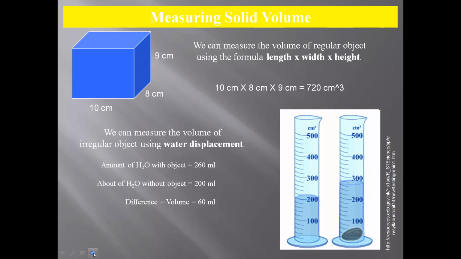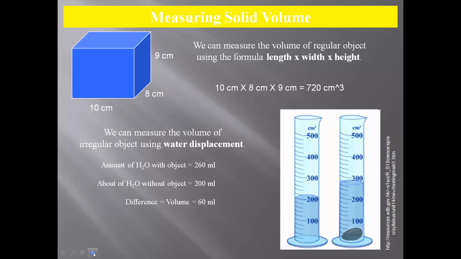So if we look at our example here, the amount of water with the object, which is the one on the right, is approximately 260 milliliters. The amount of water without the object is 200, and so the difference between the two is 60 milliliters, so that would be the volume.